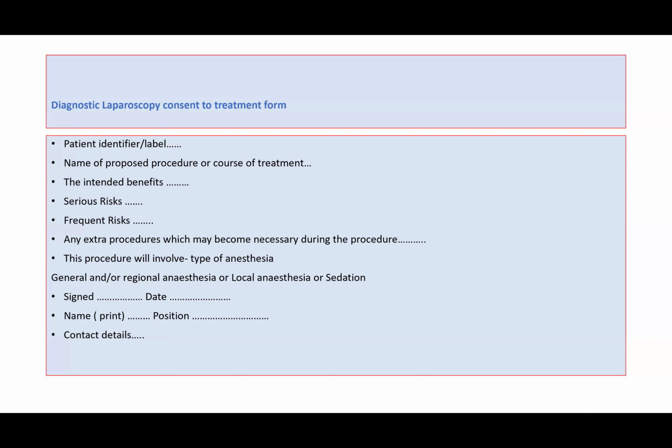So diagnostic laparoscopy, this is from the new GIRFT site, which is Getting It Right First Time. More or less it is the same. There is some difference. And we don't know which one will come. Most likely the new one will come, but whatever is mentioned, the format will be given. They have removed it from their site, there is no more RCOG consent available. They are directing you to the GIRFT site.